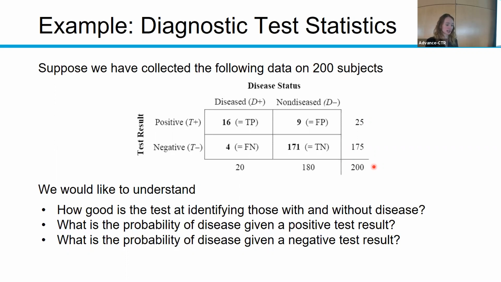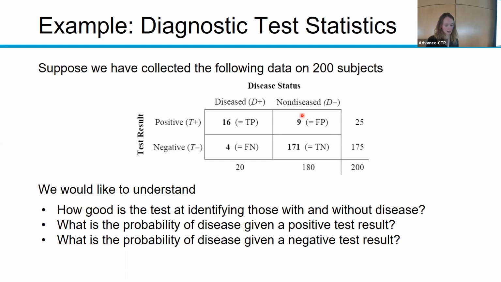So you would like to understand how good the test is at identifying those with and without the disease, which means how good is it at putting people into this box, disease and test positive, and this box, non-disease and testing negative. We also want to know what is the probability that a patient actually has the disease given a negative test result, and what's the probability that the patient has the disease given a positive test result.